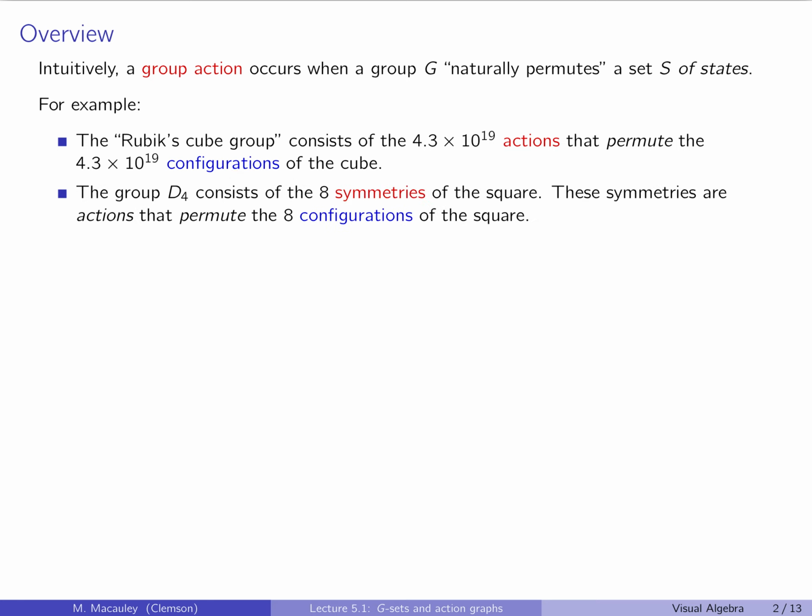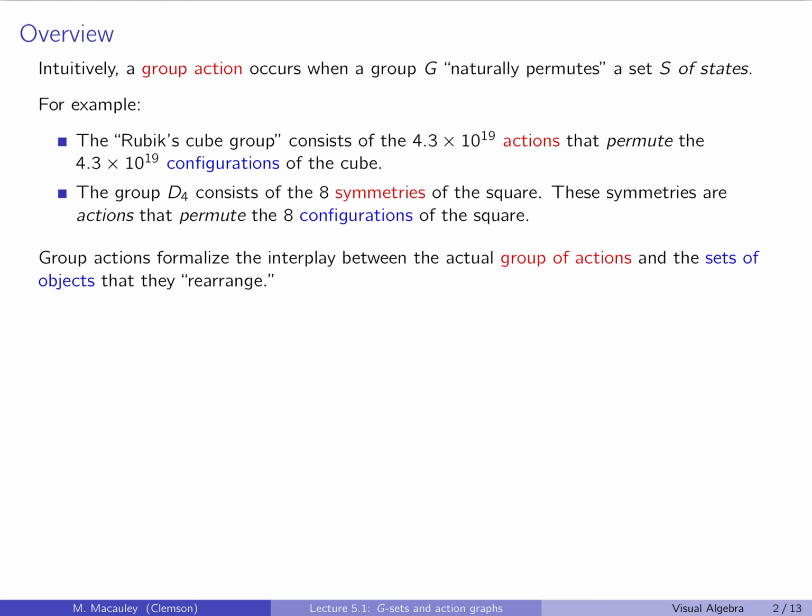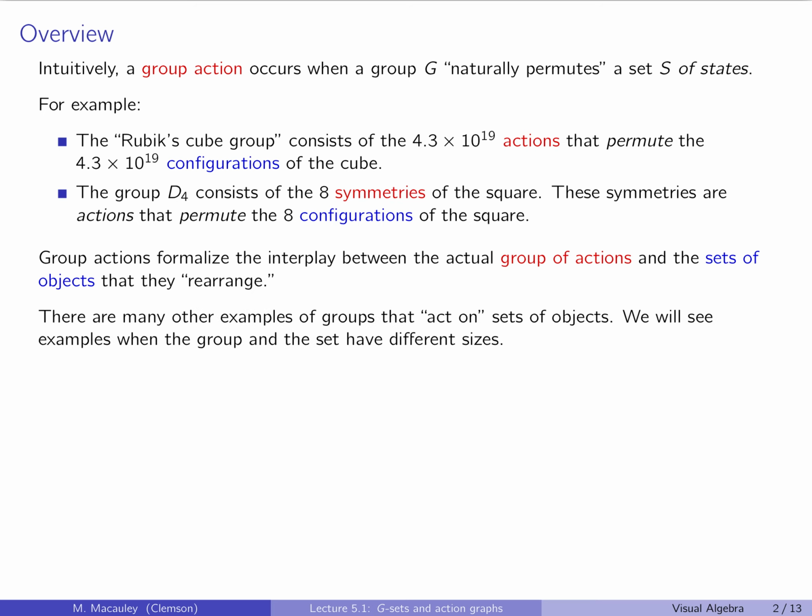The dihedral group D4 consists of the 8 symmetries of the square. These symmetries are actions that permute the 8 configurations of the square. Group actions formalize the interplay between the actual group of actions and the sets of objects that they rearrange. There are many other examples of groups that act on sets of objects.